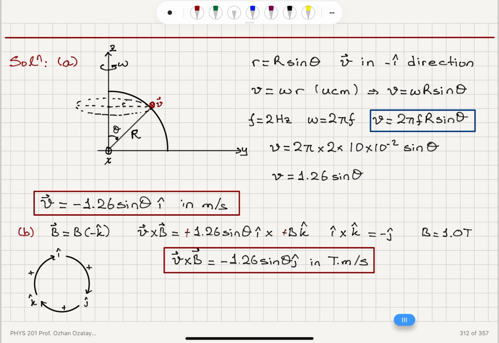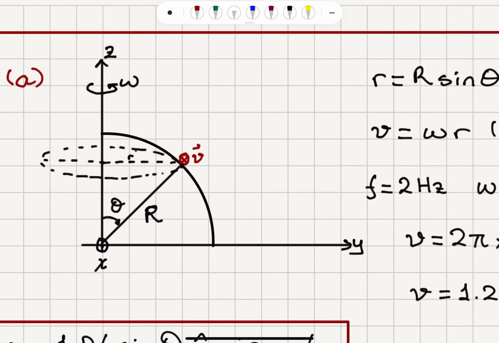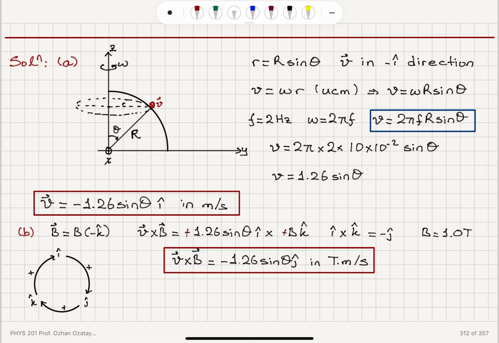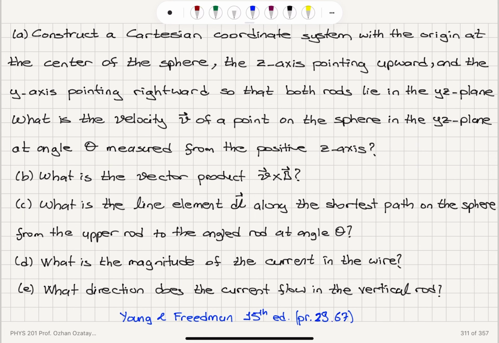And you can also see this I hat cross k hat is minus j hat using the right hand rule. So if I have four fingers of my right hand pointing in the I hat direction, which is coming out of the page, and then I curl them towards the positive z-axis, k hat, my thumb points in the minus j hat direction. Also the right hand rule gives me the same answer. Okay, let's move on to part C.